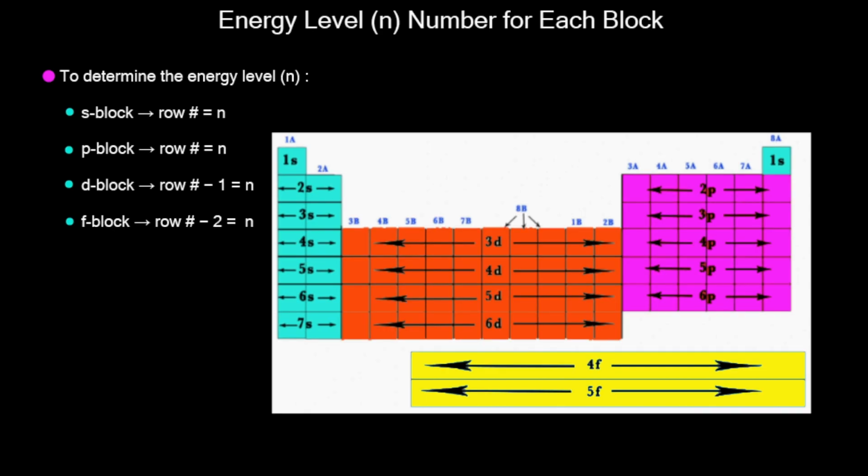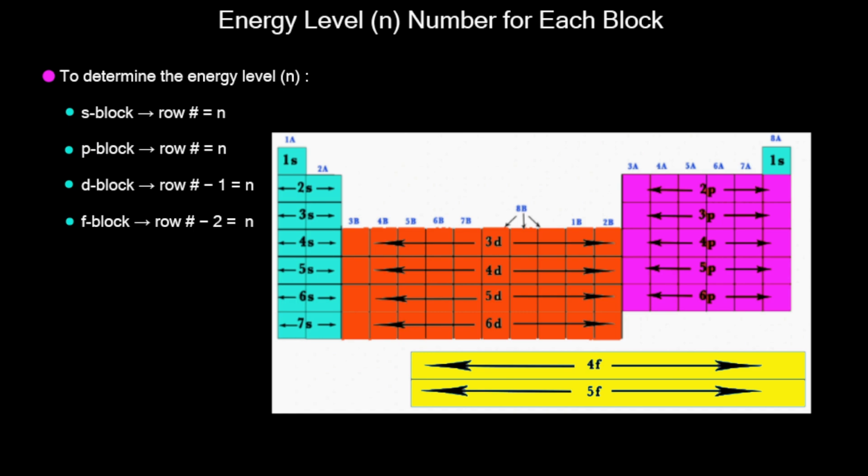The energy level n, also known as the principal quantum number, corresponds to the row number of the periodic table for elements in the s and p blocks. For example, elements in the second row involve the 2s and 2p subshells, while elements in the fifth row involve the 5s and the 5p subshells. This relationship differs for elements in the d block.